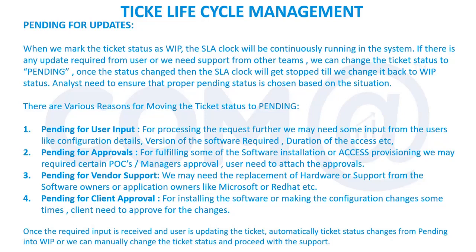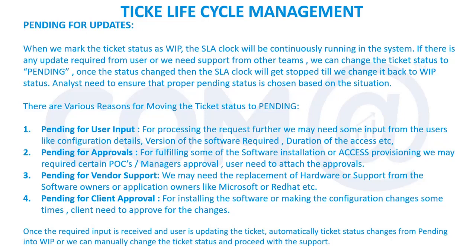Once a ticket has arrived in our queue, it is assigned and made work in progress. If there is any deviation or delay happening because of dependency on other activities, we are authorized to put the ticket in pending state. Pending means the SLA clock will not run, because for each and every ticket the SLA clock is running, right? If you put the ticket in pending, the SLA clock will not run.